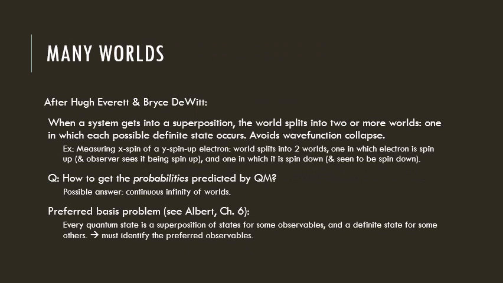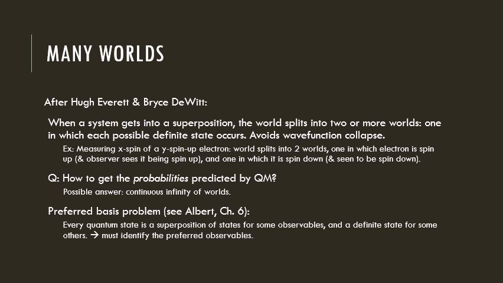Okay, now the second interpretation that I want to mention is the famous many worlds interpretation. This derives from Hugh Everett and Bryce DeWitt. And they had the idea that when a system goes into a superposition in its quantum state, what actually happens is that the world splits into two or more worlds. So if you have a superposition of two different states, then there are actually two worlds, one world in which each of the states that's in the superposition occurs.